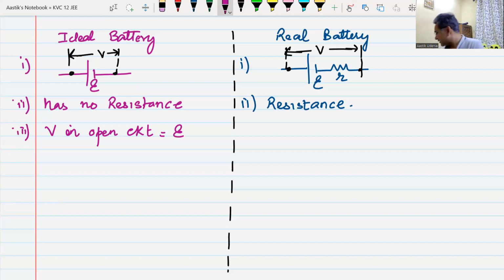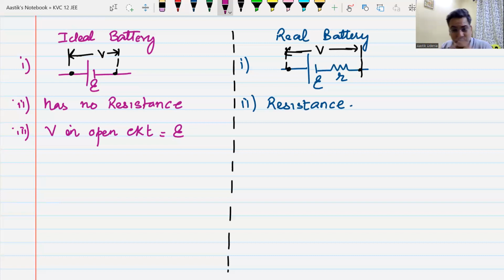What do you mean by open circuit? By open circuit, I had a battery. Well, that battery is gone. Where is my battery? Here. Open circuit means this: this battery is not connected to anything. This is an open circuit. Nothing happens. This is an open circuit battery.